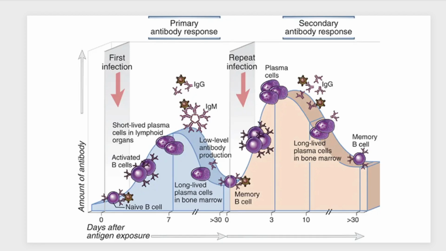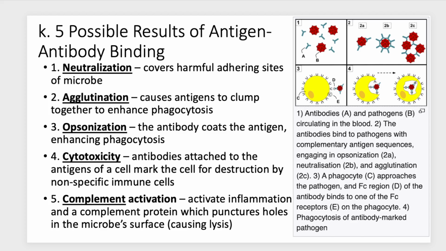So we build up immunity after these first and second exposures, and we increase the amount of memory B cells that we make, which means we can make more antibodies and make them faster the next time we're infected. So there are 5 possible results of what happens with the antigen binding to the antibody. One of the things that can happen is neutralization. That covers the harmful adhering sites of the microbe. We see that with the immunoglobulin A in our saliva.